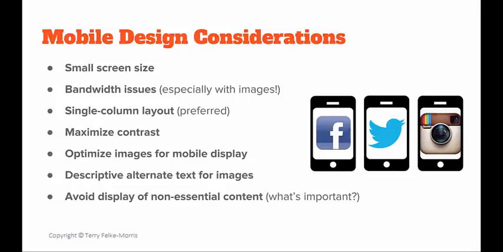You can optimize images for mobile display by making them take up less memory, and you really should use descriptive alternate text for images. On the IMG tag, for example, there is an ALT or alt attribute that you can use to specify text which appears if, for one reason or another, the image can't be displayed. With a mobile site, you should also avoid display of non-essential content and focus on just what's important.